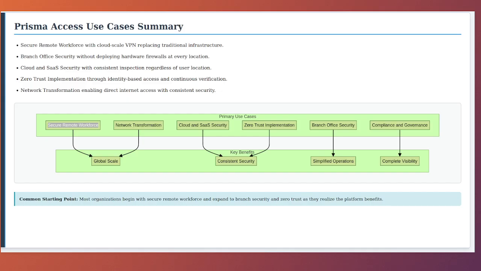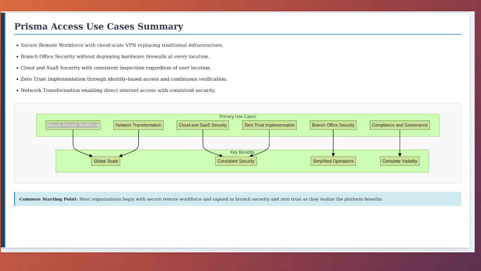Branch office security addresses the challenge of securing distributed locations without deploying hardware firewalls everywhere. Remote networks provide cloud-delivered next-generation firewall protection for branch offices, with simplified management and automatic updates.